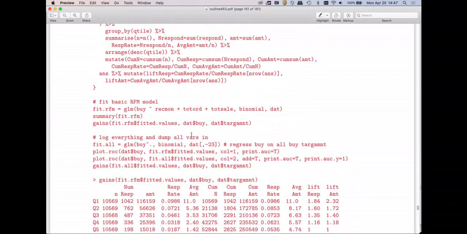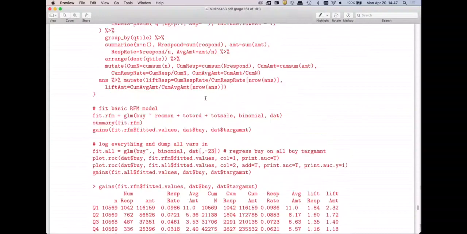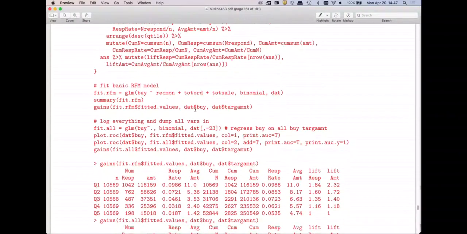Let's go fit a couple models. So the first model I'm going to fit is a basic RFM model. And so this RFM model will regress whether or not you buy from recency, frequency, and monetary with a basic logistic regression model. Then what I'm going to do is put all of my variables into a model. So there were about 20 some odd predictor variables. And the question is, do I do better with this model that has 20 some predictors versus the model that only has RFM in it?